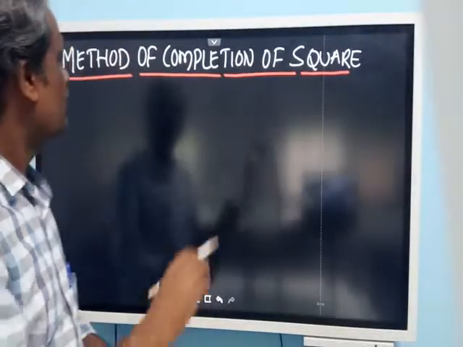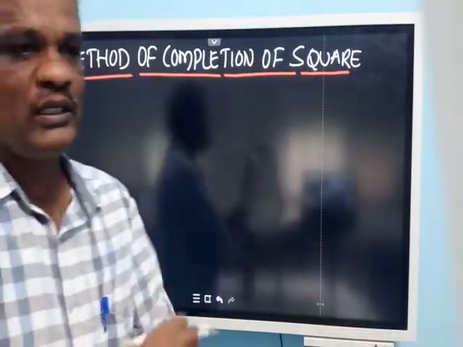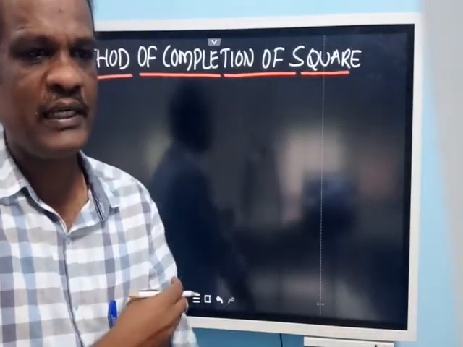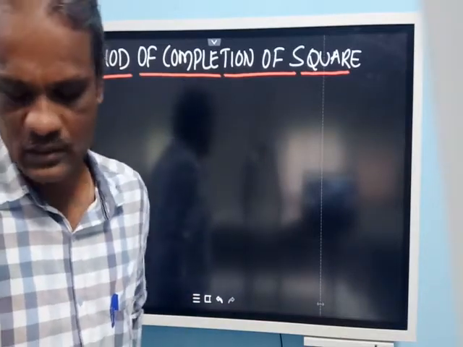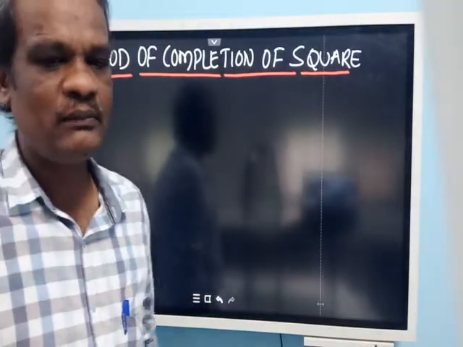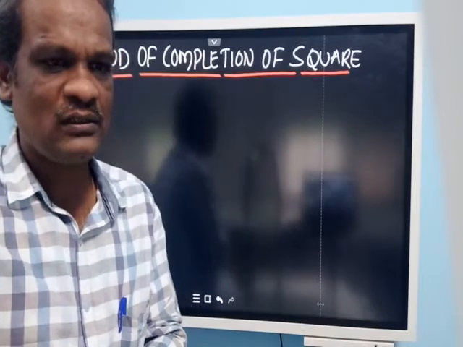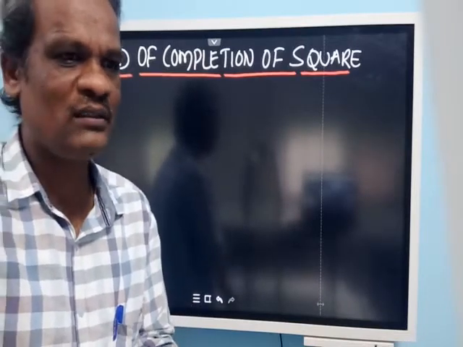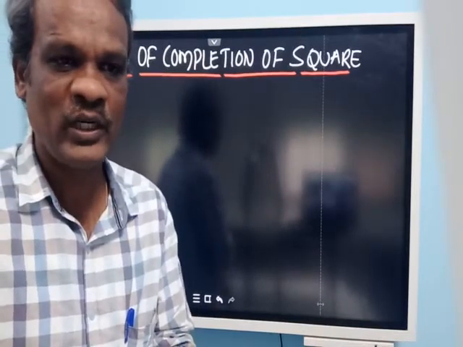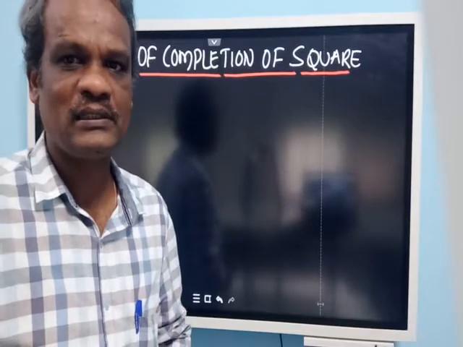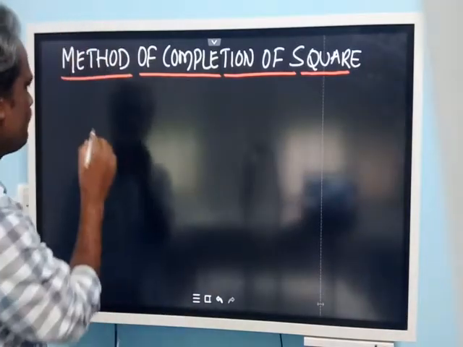So this topic is the method of completion of square. To solve these quadratic equations, let us learn it now. Before we go to that method, let us understand why we need the method of completion of square, and what it is, by taking some examples. I will take one example here.